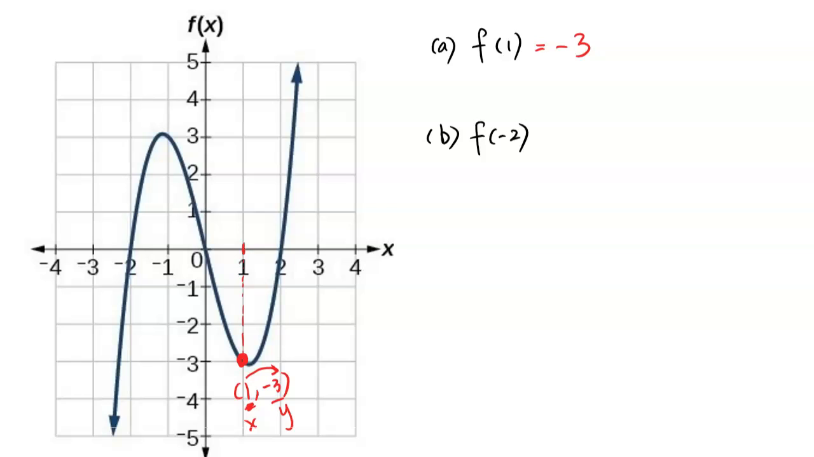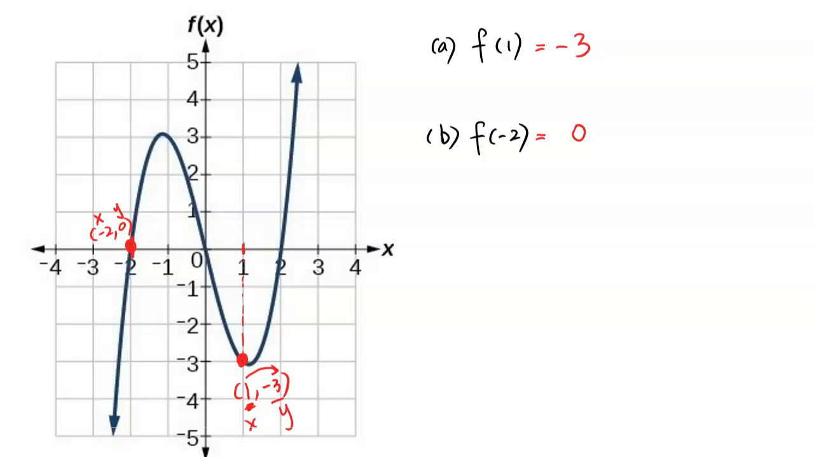Okay, similarly, if I'm looking for what is f of negative 2, I'm looking for the y value when x is equal to negative 2. So if you look at the graph, when x equals negative 2, I'm talking about this point on the graph. So this point is (negative 2, 0). So when x is negative 2, it's mapped to the y value of 0. So that means f of negative 2 is equal to 0.